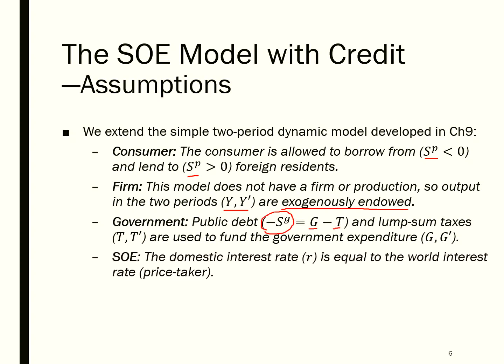Fourth, since we assume a small open economy, the domestic interest rate R is equal to the world interest rate. The domestic economy cannot do anything about it. They are price takers, so R is exogenously given.